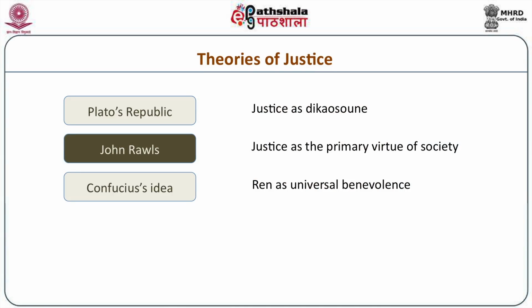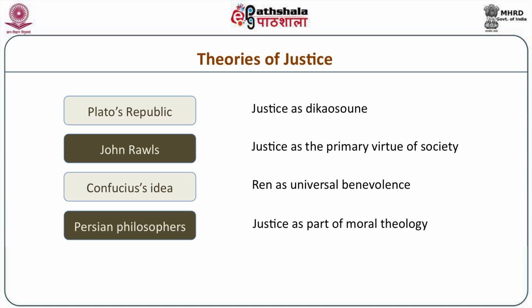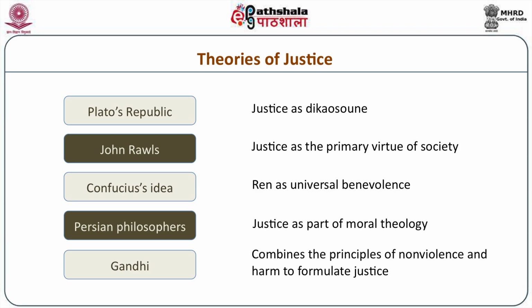Throughout ancient Oriental philosophy, other conceptions of justice were suggested. For example, Confucius has an idea that's referred to as Ren, consisting of justice as universal benevolence leading to an overall societal harmony. Persian philosophers and other Muslim political and legal theorists, including Avicenna and Averroes, have also offered various kinds of discussions of justice in relation to moral theology and other political theological conceptions. And of course, Gandhi combines the principle of nonviolence and the prohibition against doing harm to come up with a theory of justice. He states that justice demands that no harm be done. So we've got all kinds of different theories of justice arising from all different geographical locations and historical eras.